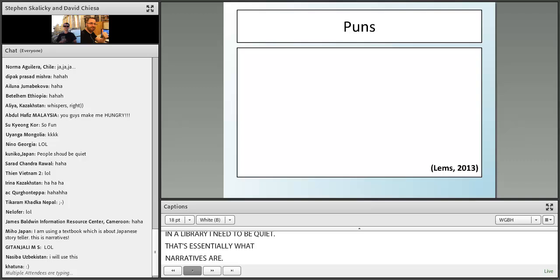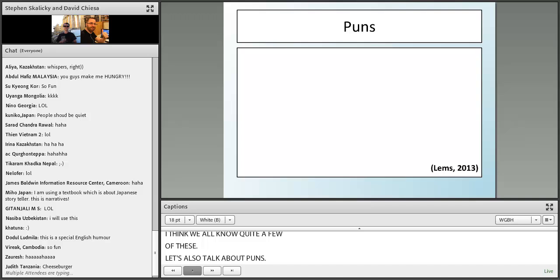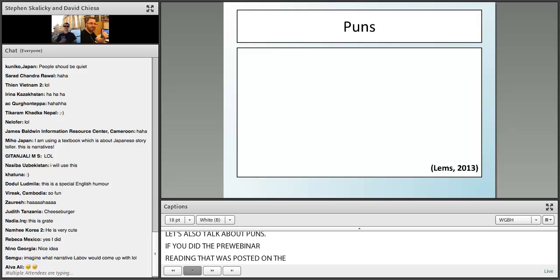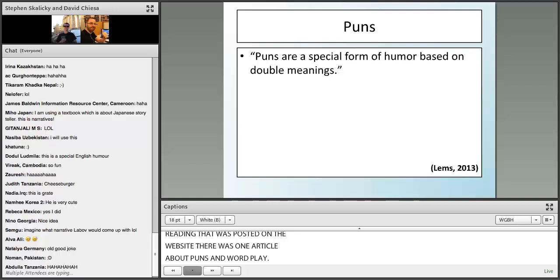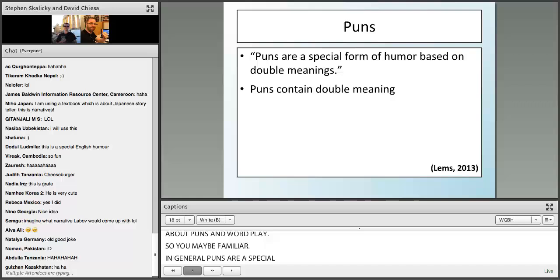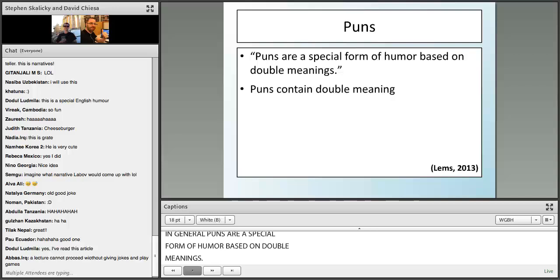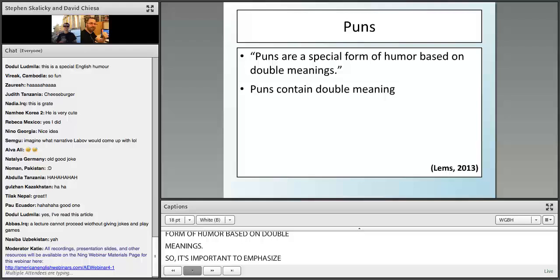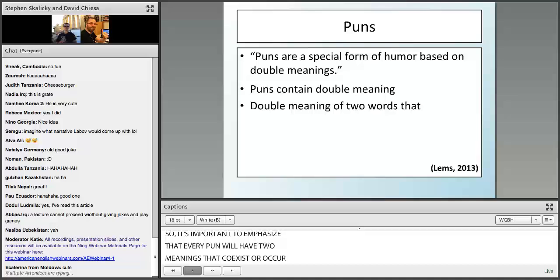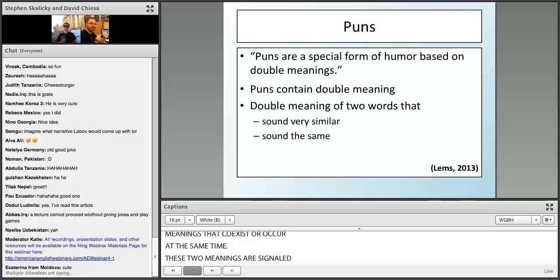Let's also talk about puns. If you did the pre-webinar reading that was posted on the website, there was one article by Lems about puns and wordplay, and so you may be familiar. But in general, puns are a special form of humor based on double meanings. So it's important to emphasize that every pun will have two meanings that coexist or occur at the same time. These two meanings are signaled by words that will sound very similar, sound the same, or look the same.